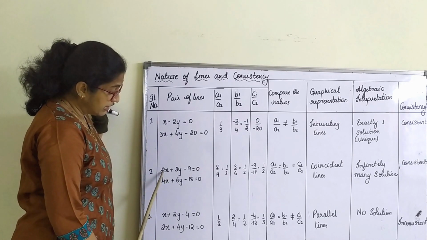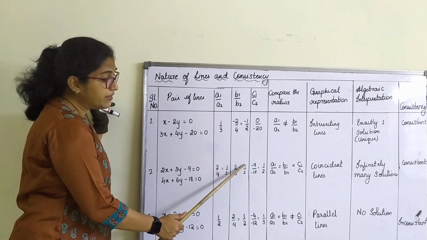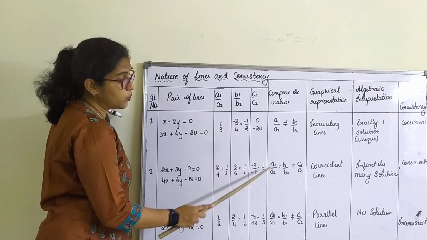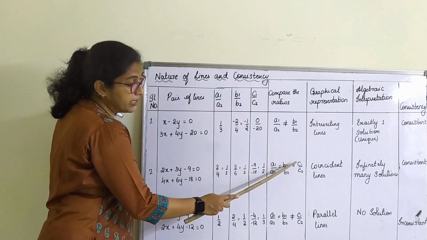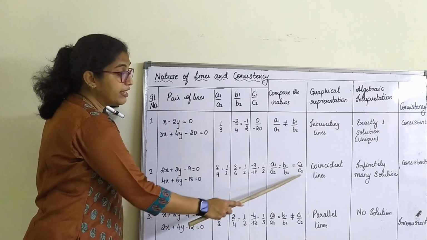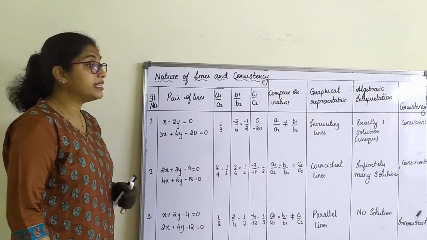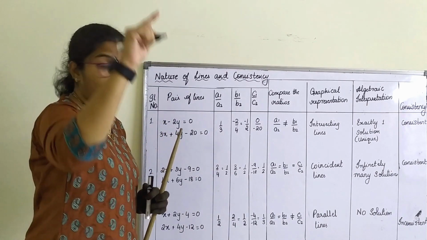Next one, let us see the condition here. A1 by A2 is 1 by 2. B1 by B2 is also 1 by 2. C1 by C2 is also 1 by 2. Therefore, A1 by A2 is equal to B1 by B2 is equal to C1 by C2. When all the ratios are equal, the graphical representation is coincident lines. That is, they are overlapping.